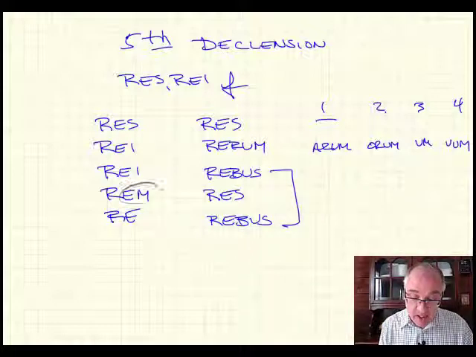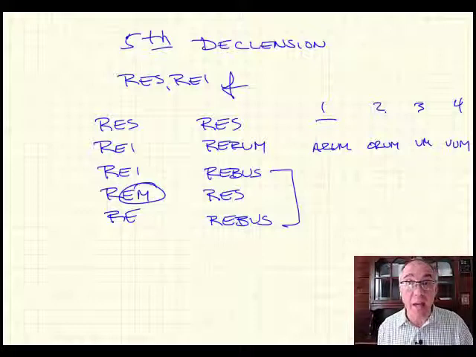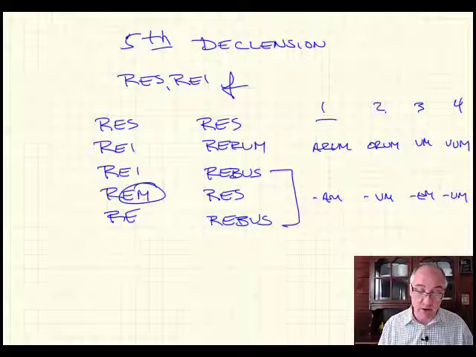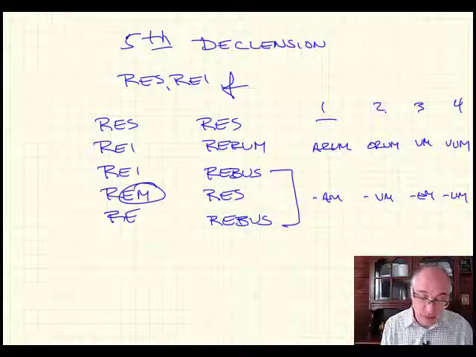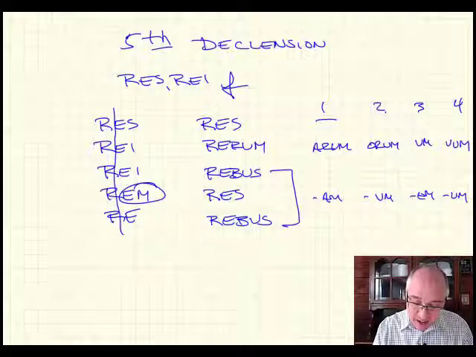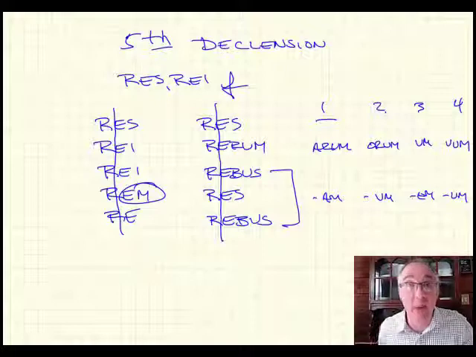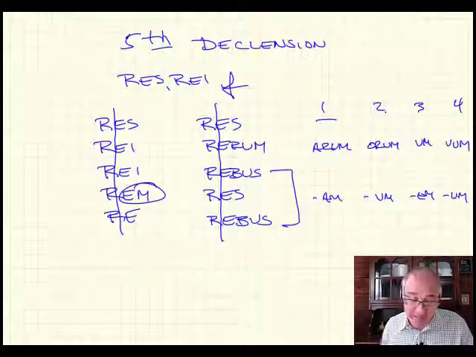The accusative singular ends in the letter M, just like the first declension, which is an AM. Second declension is a UM. Third declension is an EM. Fourth declension is a UM. And here it's an EM. So really, if you want, the endings are in this word, take off that R. Those are your endings, but that's why I have always used res as my paradigm. It just makes it easier.